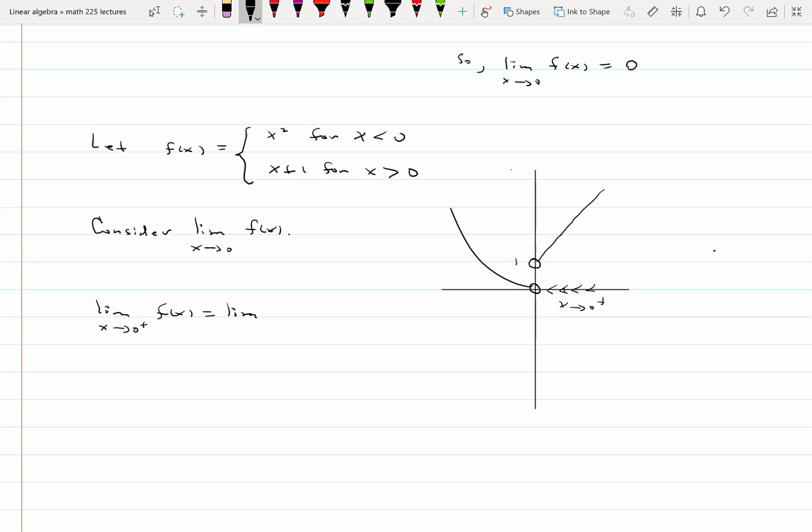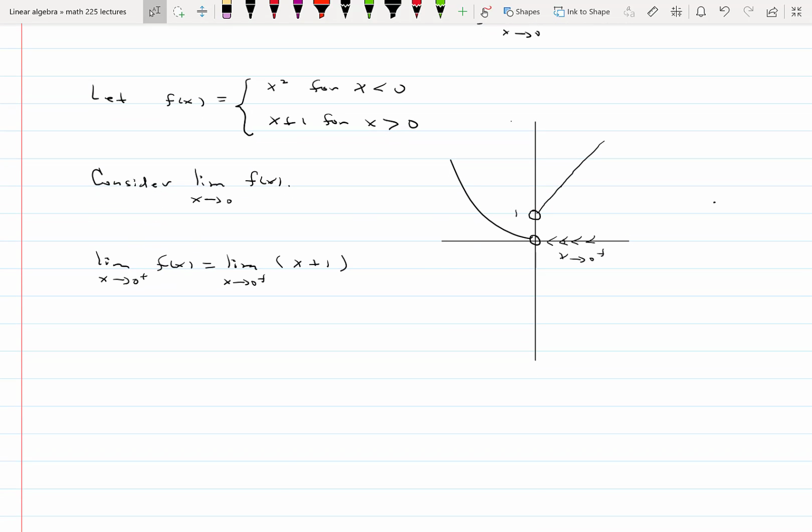And that says we're looking at the limit as x approaches 0 from the right. As x approaches 0 from the right, x is always a little greater than 0. So if x is greater than 0, the function is y equals x plus 1. So as x approaches 0 from the right, x plus 1 approaches what? X plus 1 approaches 1. We can see that algebraically as x gets small but remains positive, x plus 1 approaches 1. So the limit as x approaches 0 from the right is 1.